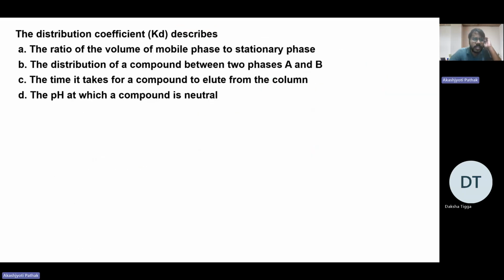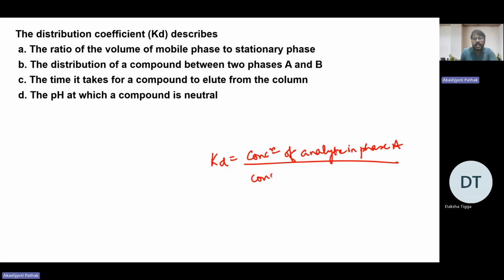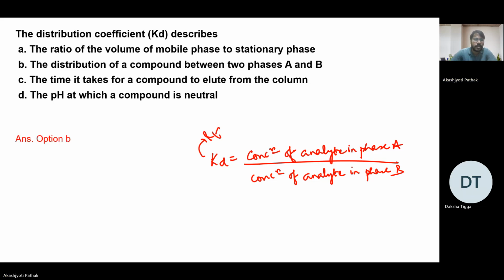So what is distribution coefficient? Just now we learned that it is the distribution of a compound between two phases. So KD is basically the concentration of the analyte in phase A divided by the concentration in phase B. That will determine what will be the retention time. So your KD is also controlling the retention time of the compound. If it has a very high KD value, a very high affinity for your stationary phase, then it will be eluted later. And the one which has a lesser affinity for the stationary phase will be eluted first.